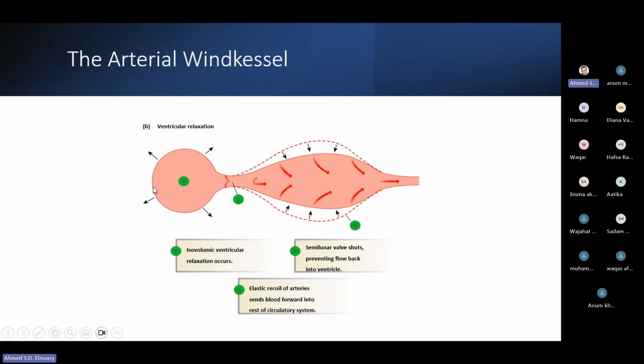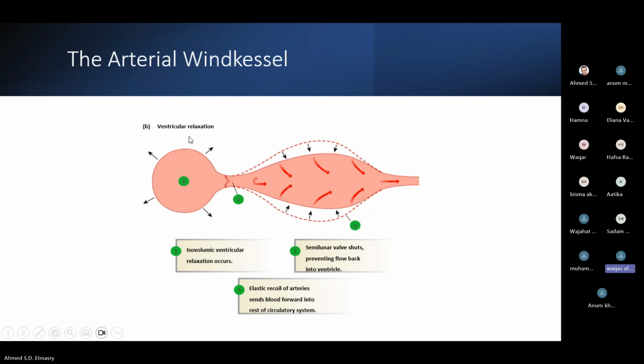So the heart will work as a pump during the systole to eject the blood to the organs, but the aorta will work as a second pump by the elastic recoil to eject the blood to the distal organs during the diastole. So the arterial Windkessel effect is the ability of the cardiovascular system to maintain continuous blood flow throughout the systolic and the diastolic cycle.